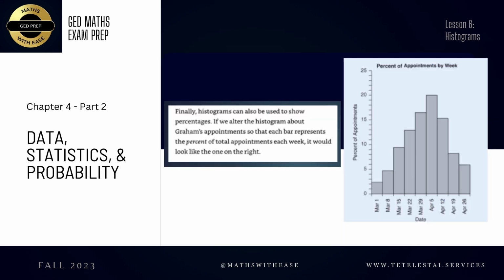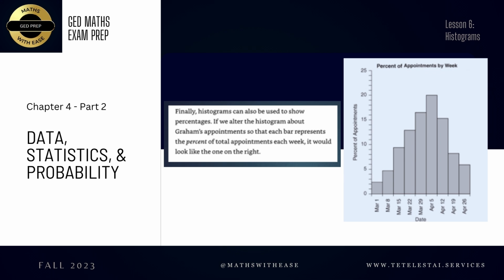And you can see that reflected here on the percentage version of our histogram. We can see that for the first week of March, the percentage of appointments was 2%.